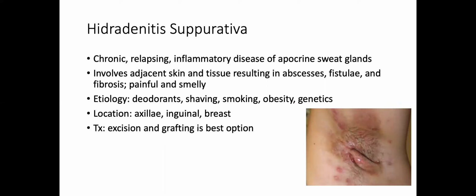Hidradenitis suppurativa is a chronic relapsing inflammatory disease of the apocrine sweat glands. It involves the adjacent skin and tissue. There's going to be abscesses, fistula, and fibrosis. It's really painful and smelly, shown in the picture of the axilla. The most common location is axilla, but then there's also inguinal and breast. Etiology is things like deodorants getting in there, shaving, smoking, obesity, and genetics. Treatment, there's a lot of treatment options, but really excision and grafting are the best options.